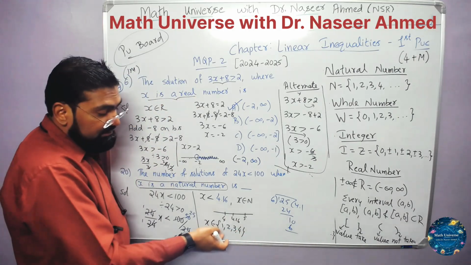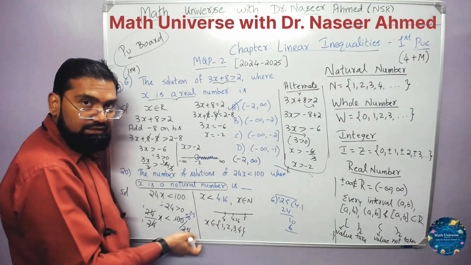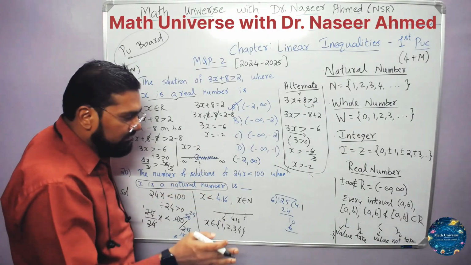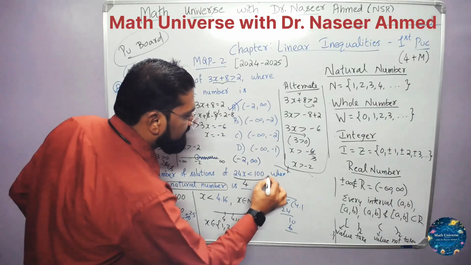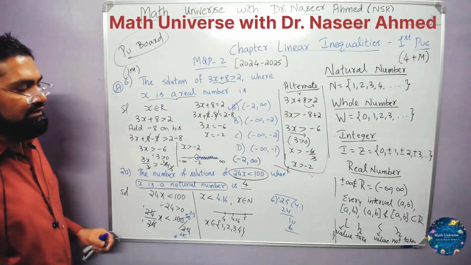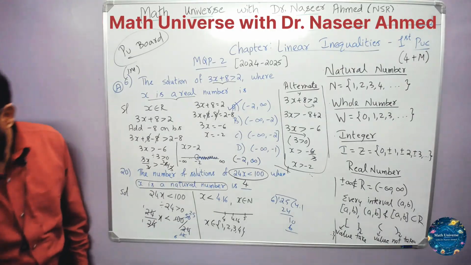We also have numbers less than this, like 0, minus 1, minus 2, all that. But those are not natural numbers. They want natural numbers. We have 4 solutions, which satisfy this inequality. So we have only 4 solutions. Kindly make a note of this.